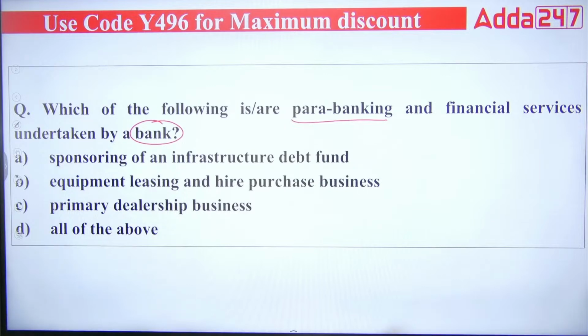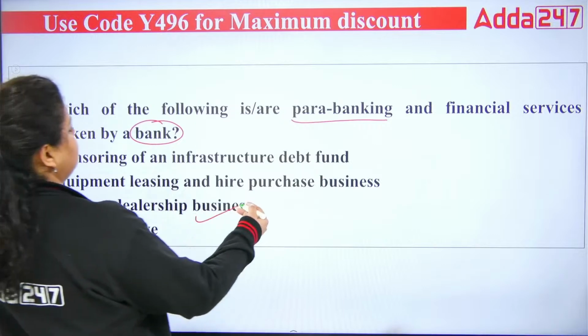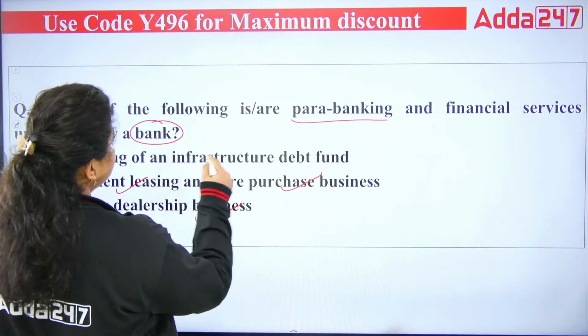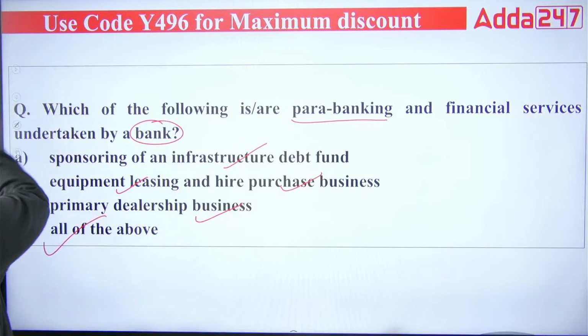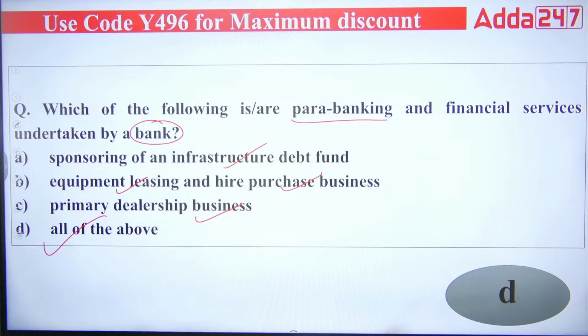And the right answer for this question will be, banks do primary dealership business, hire purchase, equipment leasing, infrastructure debt funds. So the right answer will be D. All these are the para-banking and financial services that are undertaken by a bank. Okay, the right answer will be all of the above.